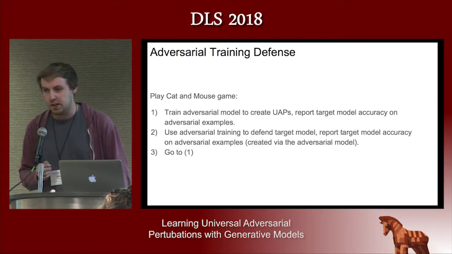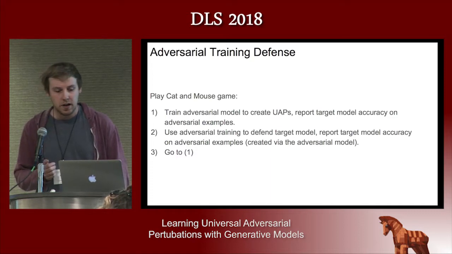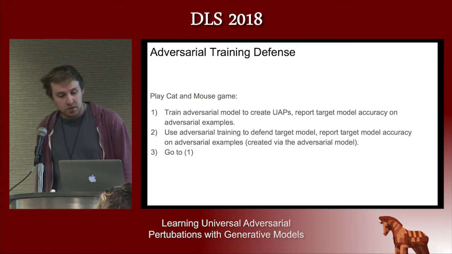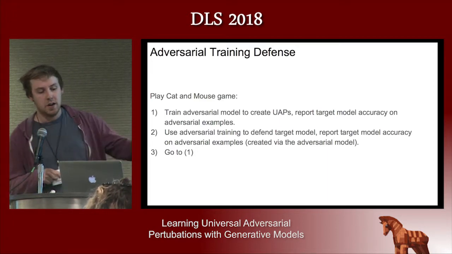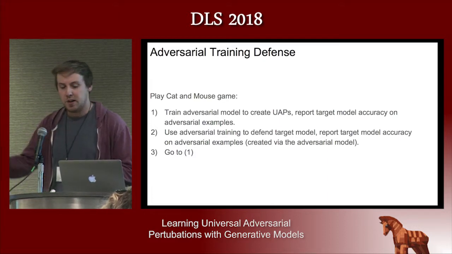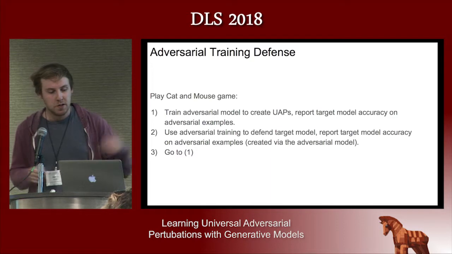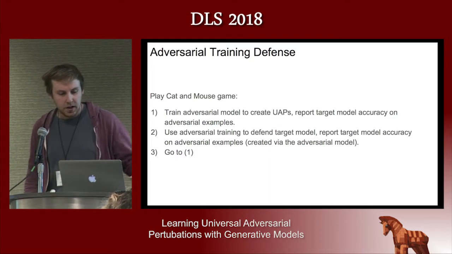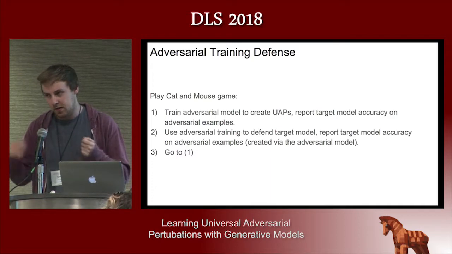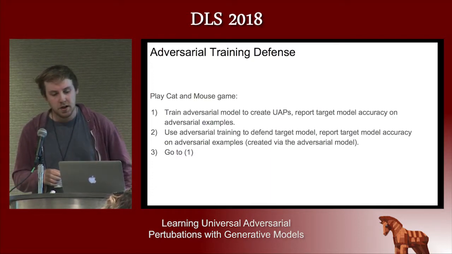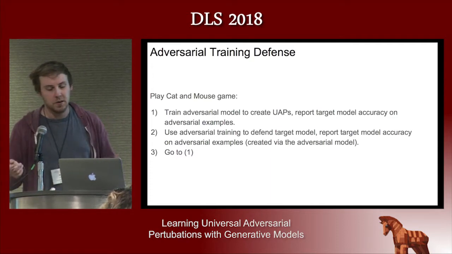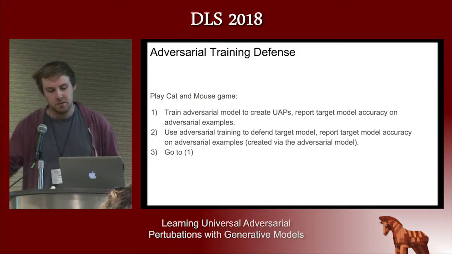So we decided to see if this kind of defense would be useful to defend against UAPs created by this adversarial model. We played this kind of cat and mouse game where we train an adversarial model to create these UAPs, and then report the target model accuracy on the adversarial examples that have been generated. Then in the next phase, we defend this target model using adversarial training, using the adversarial examples created by this adversarial model, and then report the defended target model accuracy. And then we go back to 1 and update this adversarial model based on the defended model.